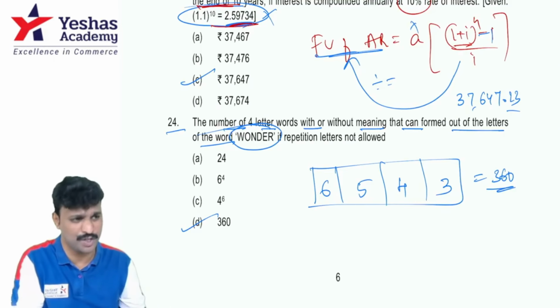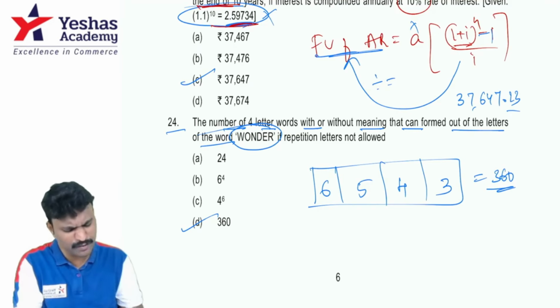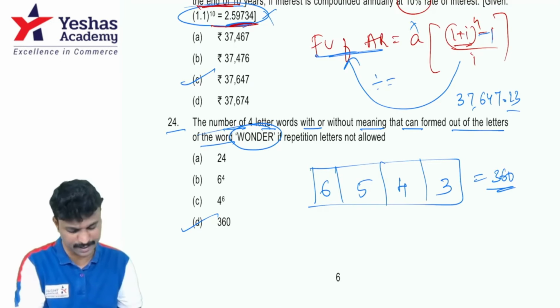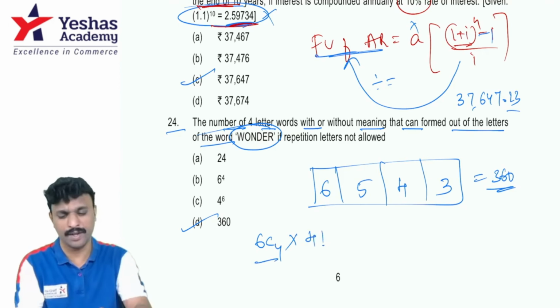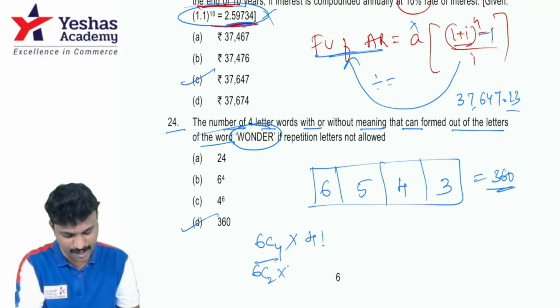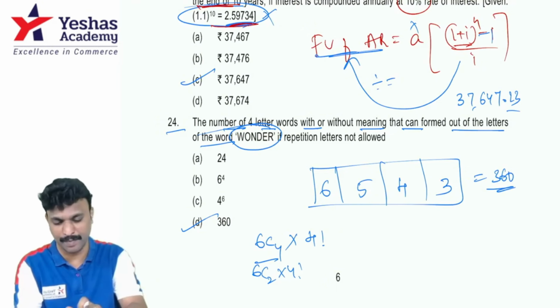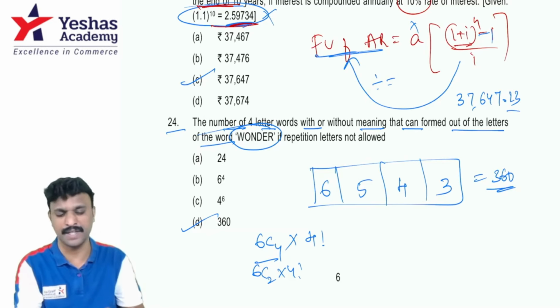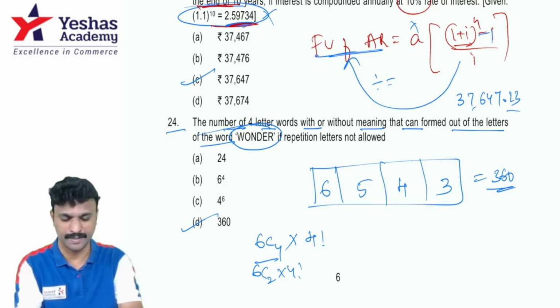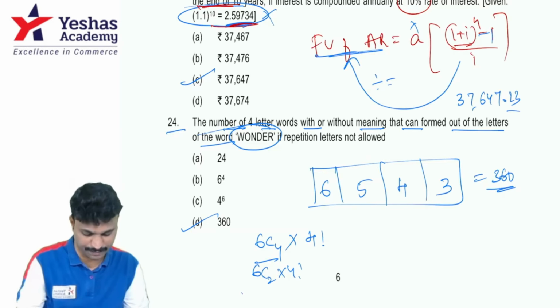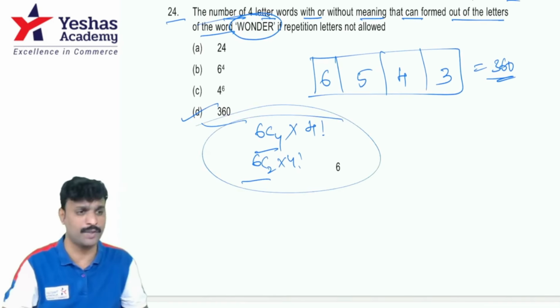You can solve the same question in one more way. What is it? First of all, select what? 4 letters from 6 letters. How do I select? 6C4. And arrange those 4 letters. How many ways can I arrange 4 letters? 4 factorial ways. Guys, what is 6C4? Nothing but 6C2. Correct? 6C2 is 6 into 5 divided by 2, into 4 factorial, which is 24. That fetches me how much? 360 only. Yes, it is 360. Option D is the right answer. There are 2 ways of solving this question.